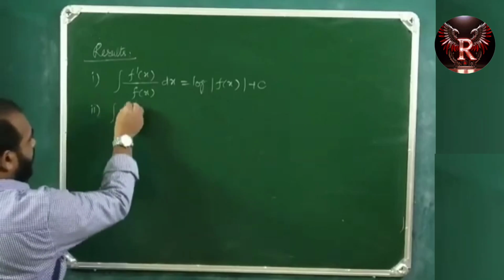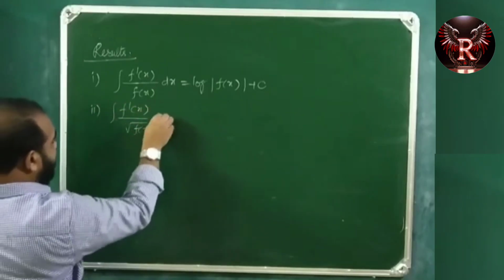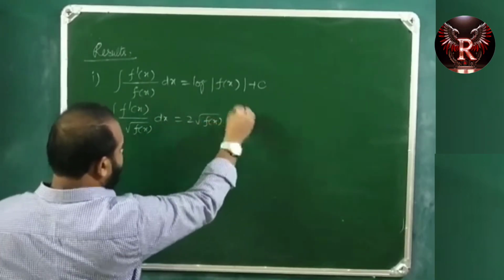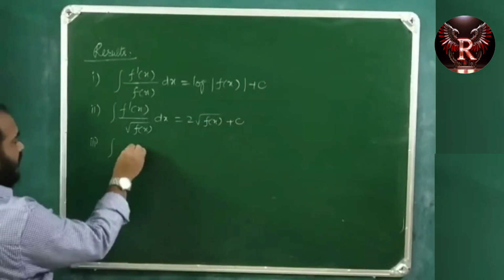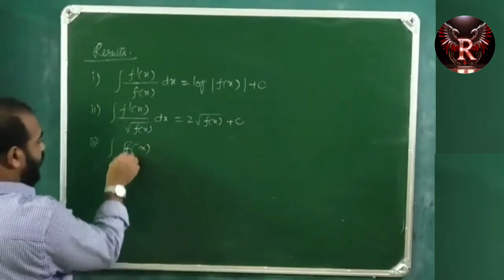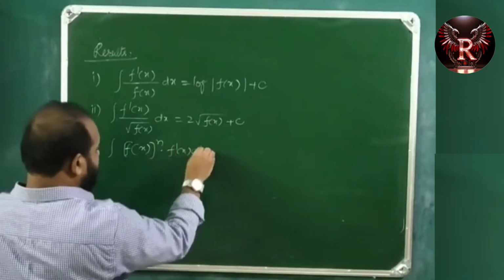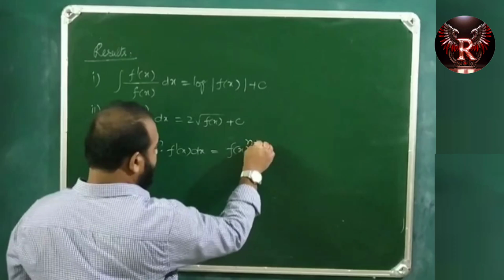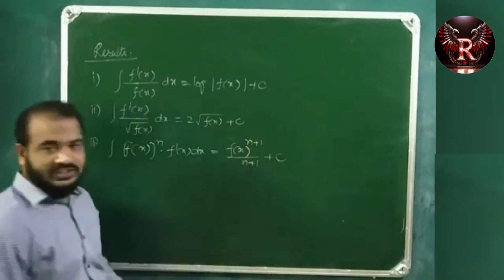Integral f'(x) by root f(x) dx is 2 root of f(x) plus constant of integration c. Integral f(x) whole power n into f'(x) dx is f(x) whole power n plus 1 by n plus 1, plus constant of integration c.